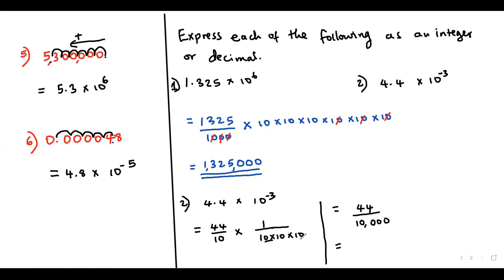Let's go. 0 point, 0, 0.0044. Yes, 0.0044. That is your number. Have you understood? So that's how we change numbers from scientific notation back to integer or decimal. So I believe you have understood how to write numbers in scientific notation. Is it okay? Okay, that's good.